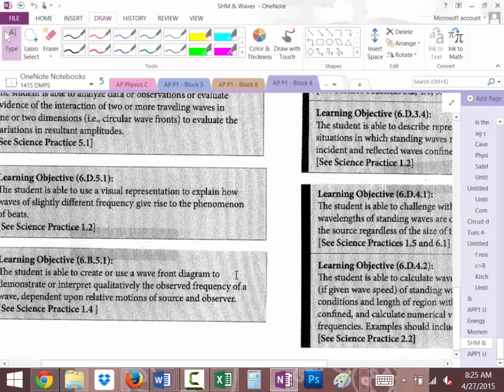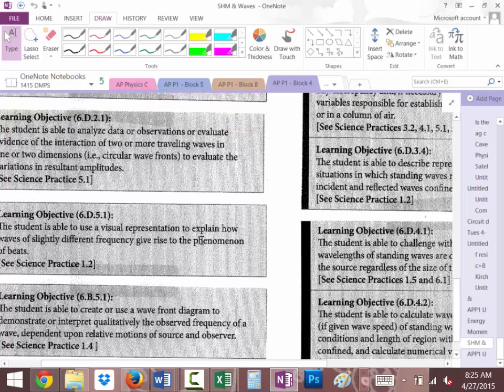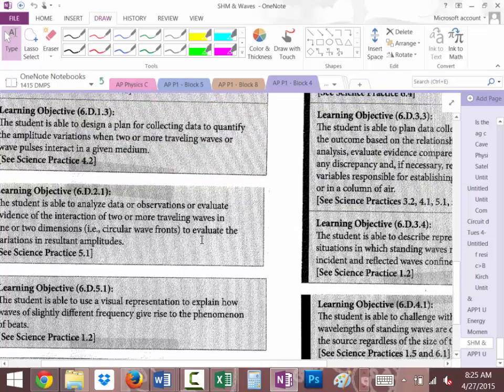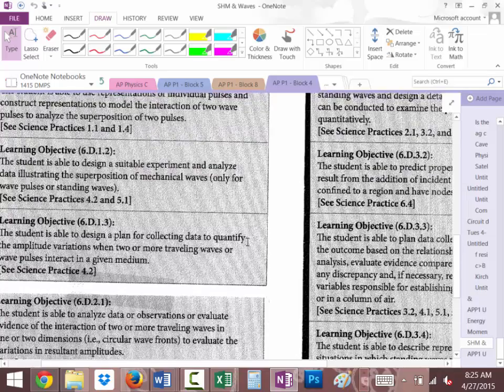Yeah, sorry. I wasn't trying to ignore you. I was just in my own little world. 6D32. Again, if I can find it, I will do it. 6D32 is right there. Boom.